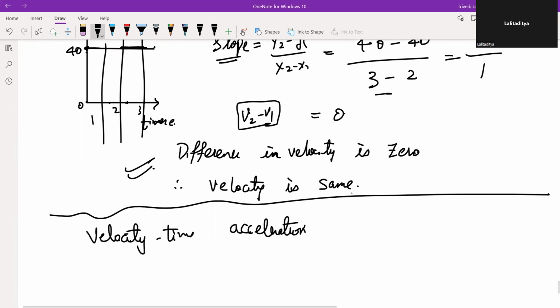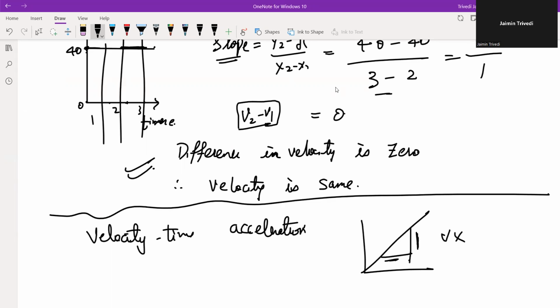Sir, and the area under it will give displacement, right? Yes, the area under the velocity time graph will give displacement. Let me find the area. This is velocity into time, so it will give you displacement. The slope of the velocity time graph will give you acceleration.